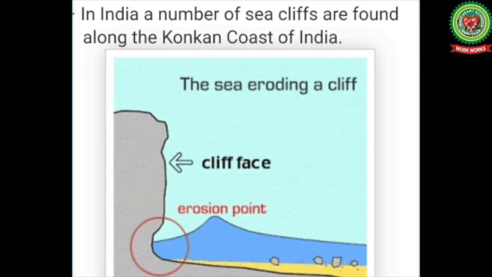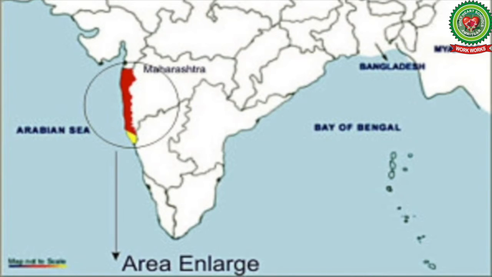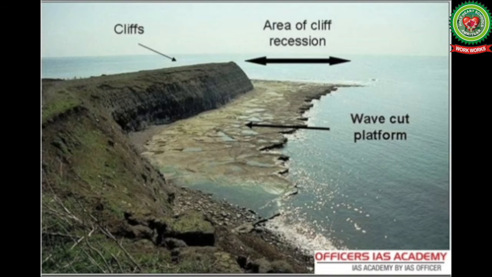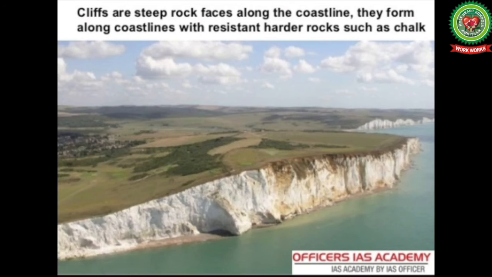In India, a large number of sea cliffs are found along the Konkan coast, that is, along the Maharashtra coast. If the beds dip steeply seawards, the blocks slip down the bedding planes, which may form a smooth cliff face very resistant to wave erosion, as this part will be made up of hard rocks, which are very tough and resistant. So, it cannot be eroded or cut by sea waves.